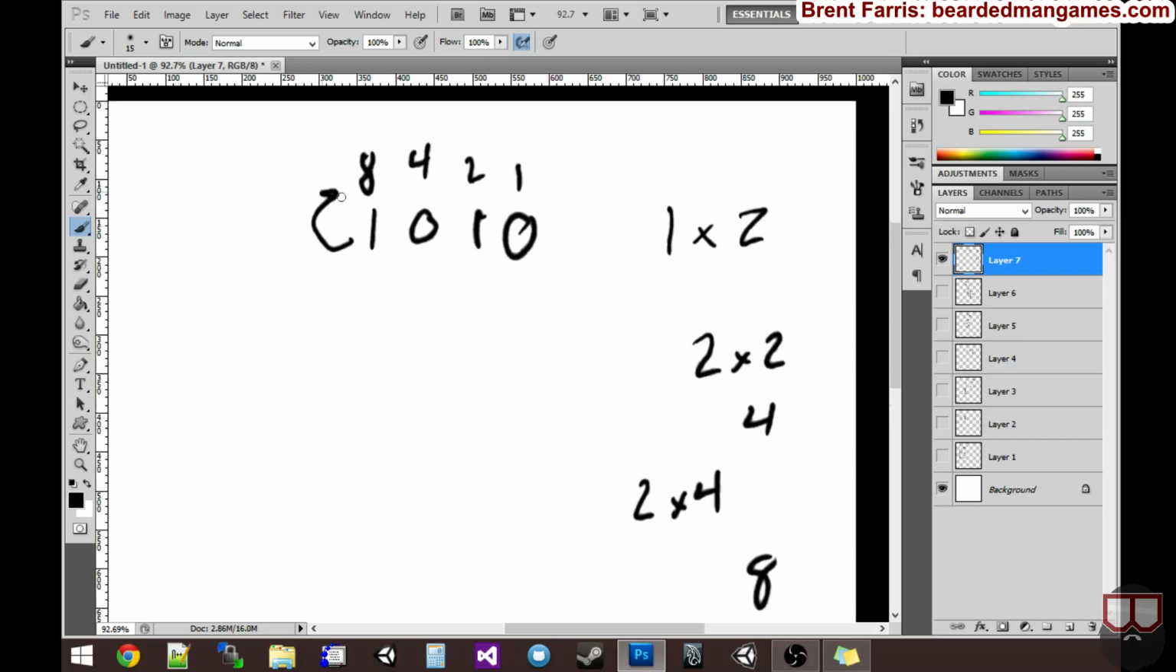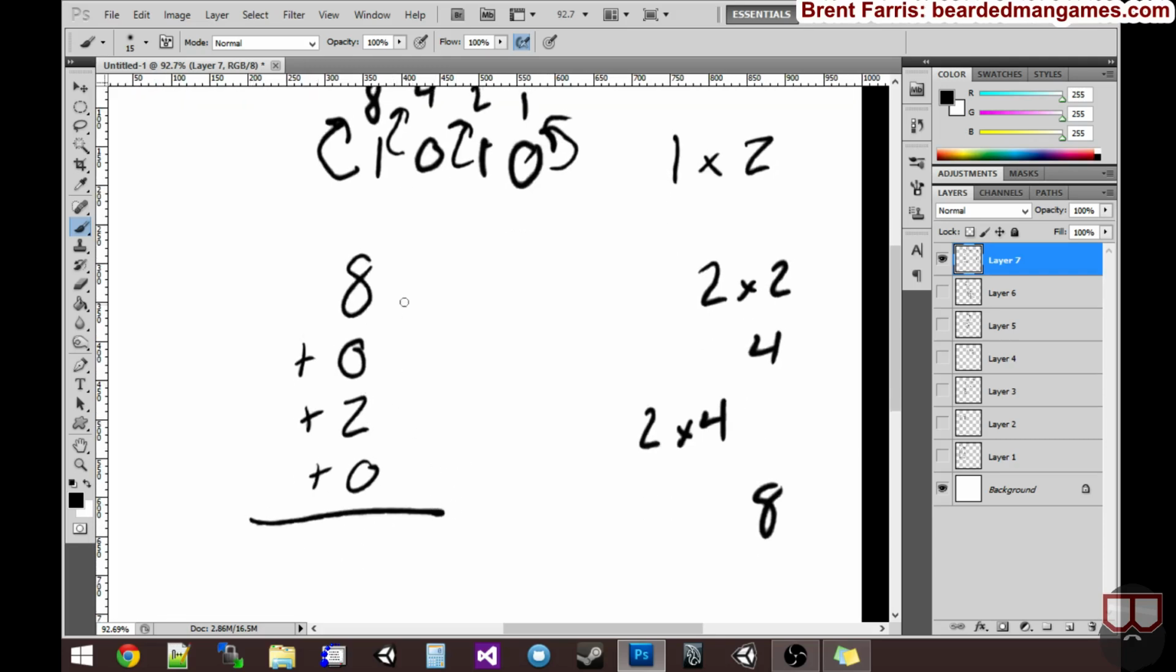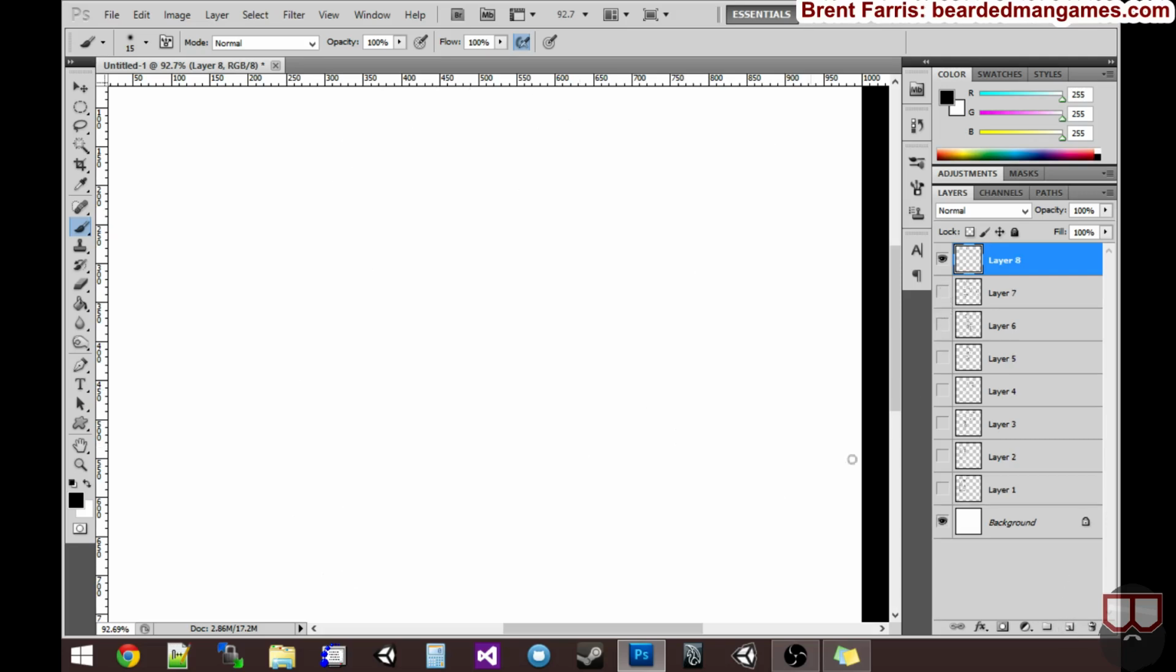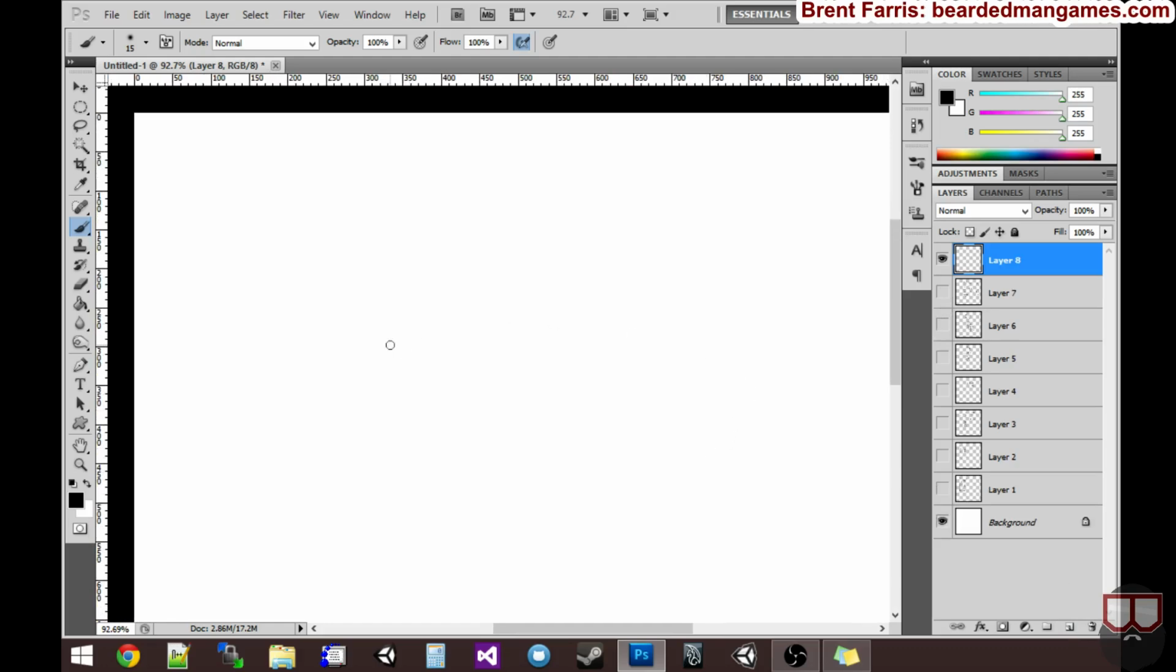So this is 1 times 8. 1 times 8 is 8. 0 times 4 is 0. 1 times 2 is 2. And 0 times 1 is 0. So if we take this and we add it up, we have 8 plus 2. This number, 1010, is equivalent to 10 in base 10. So I hope that magic felt amazing to you, because it feels amazing to me every time I do it.